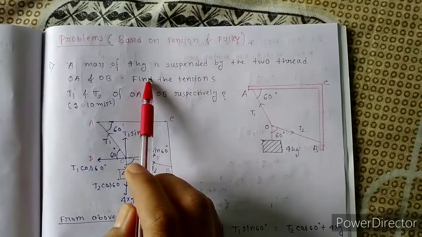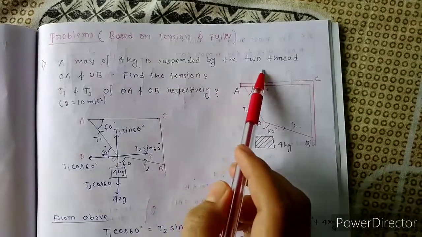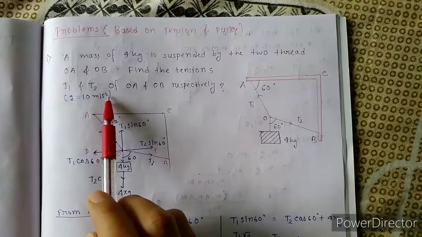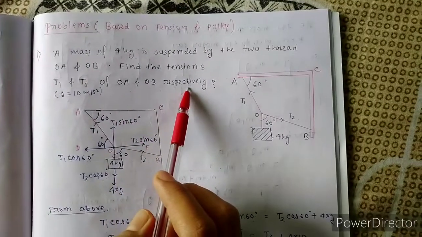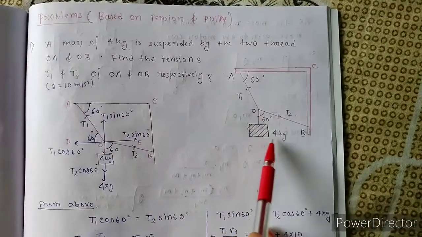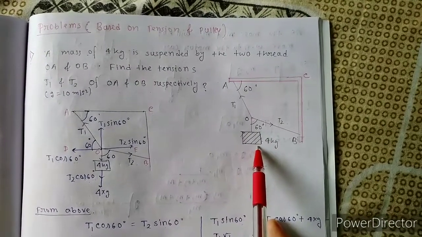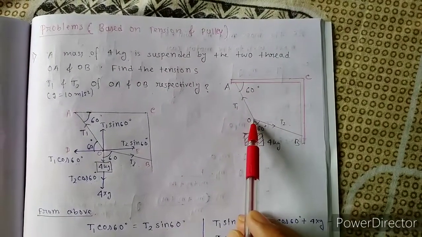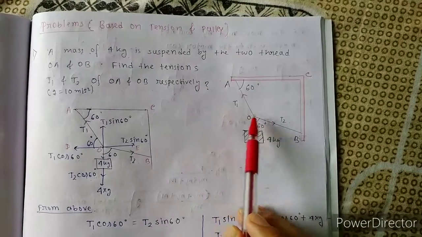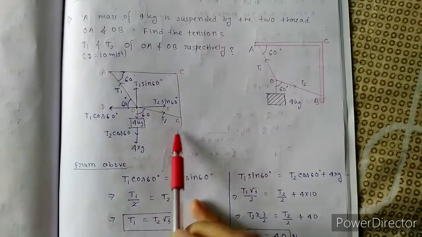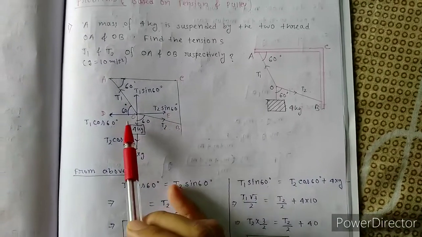A mass of 4 kg is suspended by two threads OA and OB. Find the tensions T1 and T2 of OA and OB respectively. In the figure, we can see the mass 4 kg is suspended by the two threads OA and OB. We want to find the tensions T1 and T2. So at first we look at all the forces acting on the system.